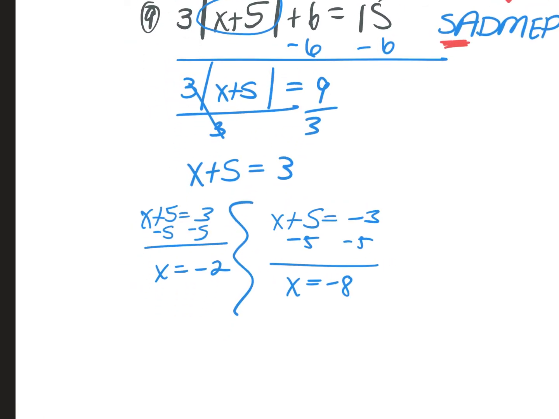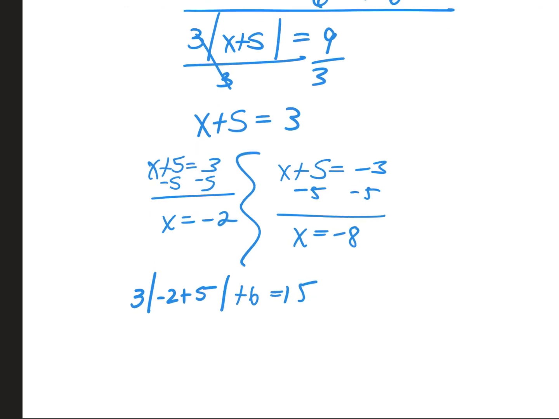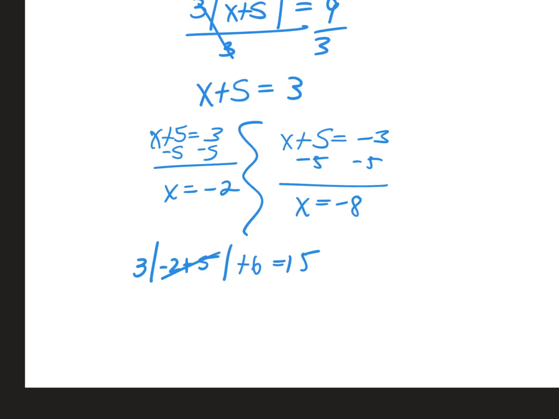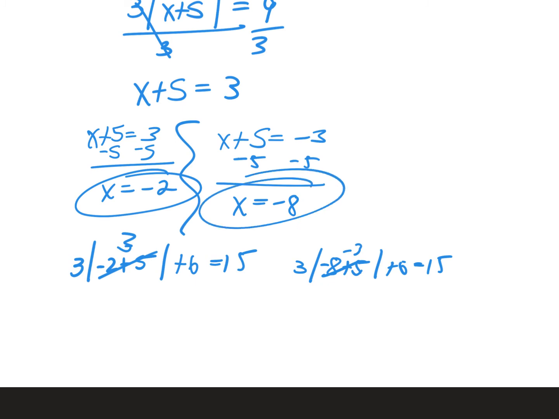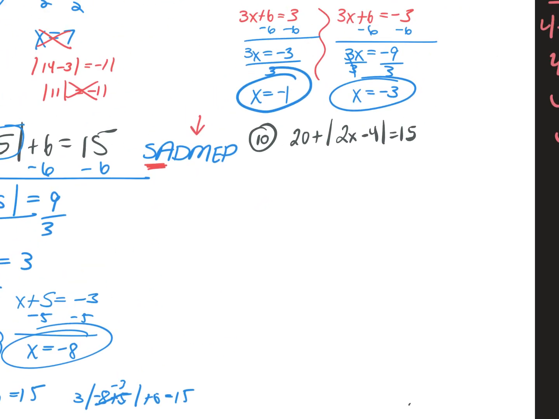Now, I'll go through the whole check. 3, and then we have negative 2 plus 5 plus 6. Does that equal 15? Well, what's negative 2 plus 5? 3. The absolute value of 3 is 3, times 3 is 9, and 9 plus 6 is good to go. All right, same thing. Absolute value of negative 8 plus 5, plus 6 equals 15. What is negative 8 plus 5? Negative 3. Well, what's the absolute value of negative 3? 3. 3 times 3 is 9, plus 6 is good to go. No worries. All right, let's look at this one.